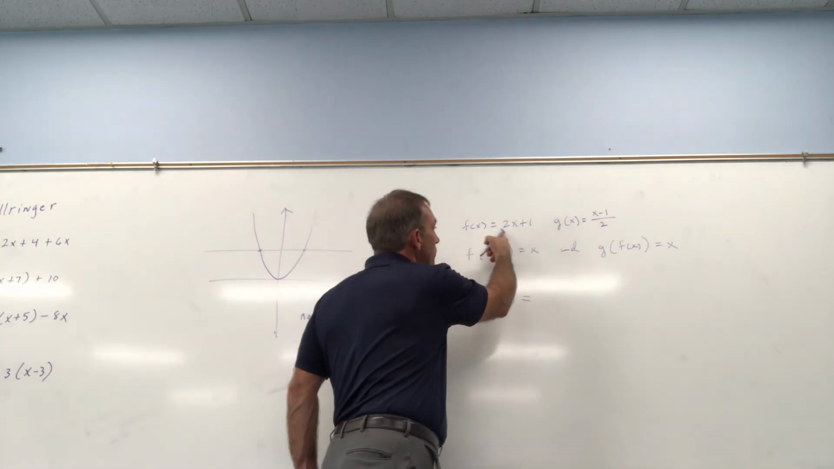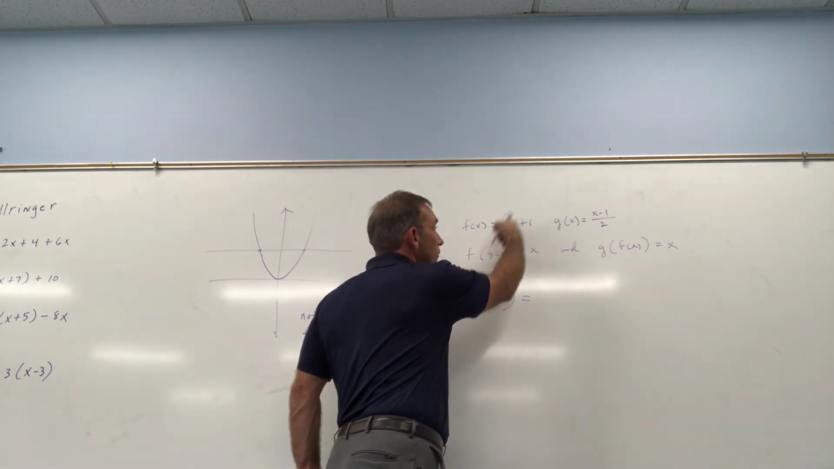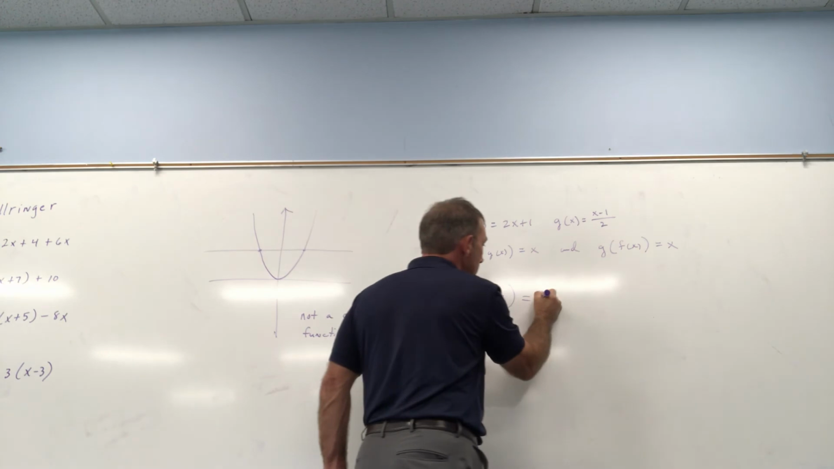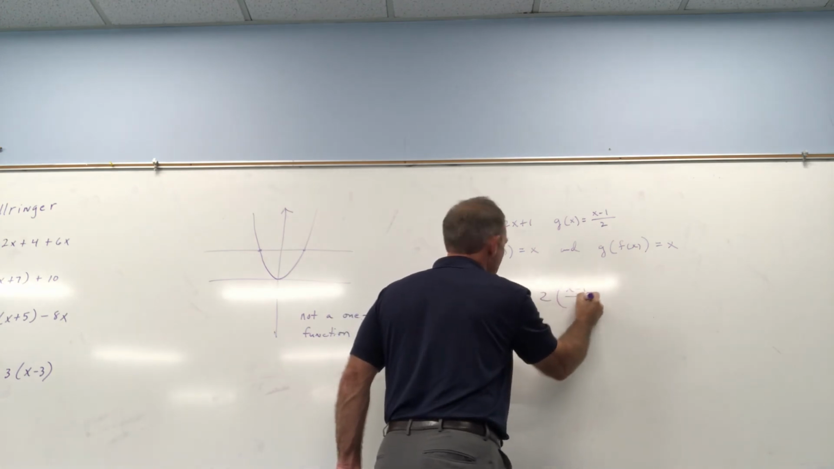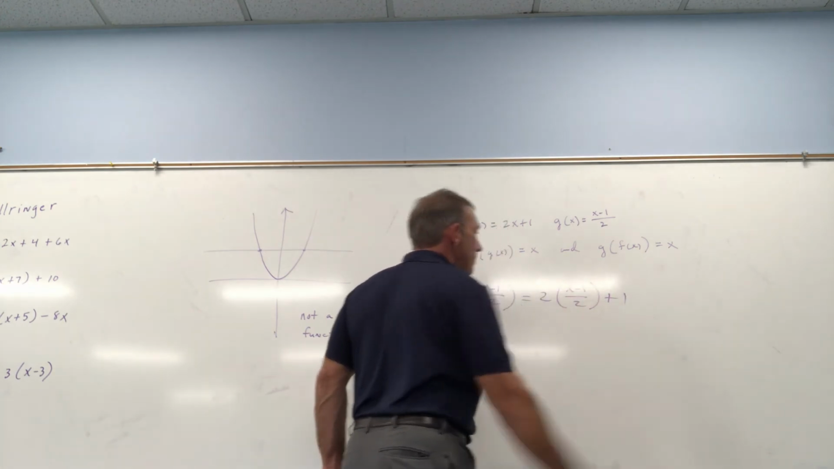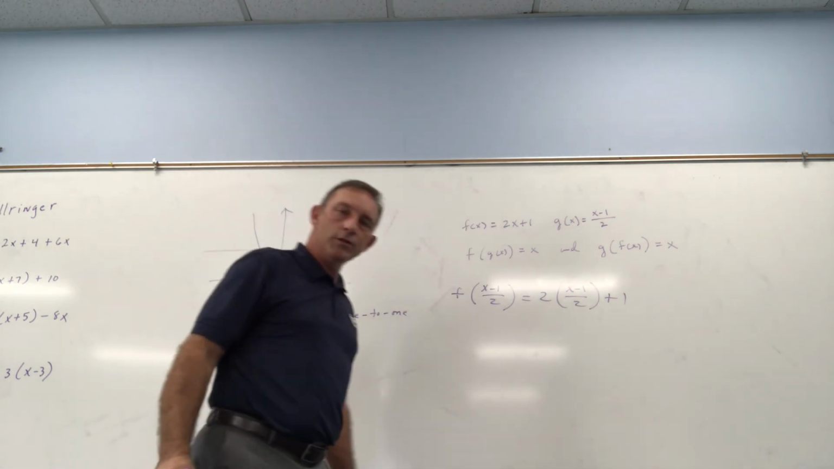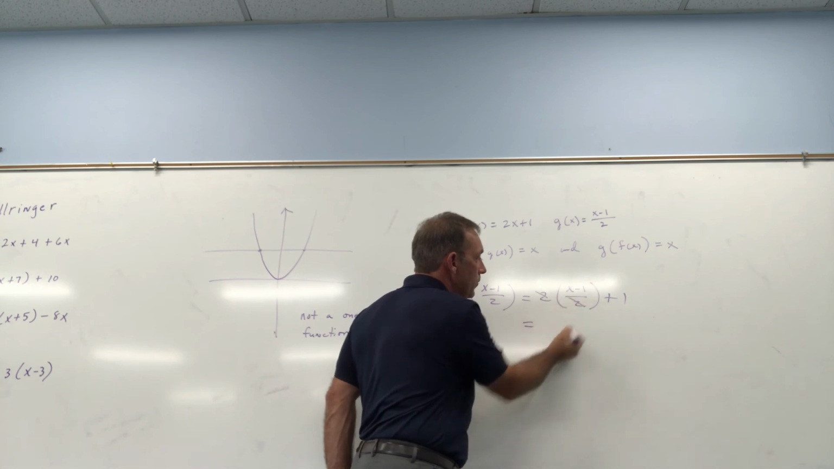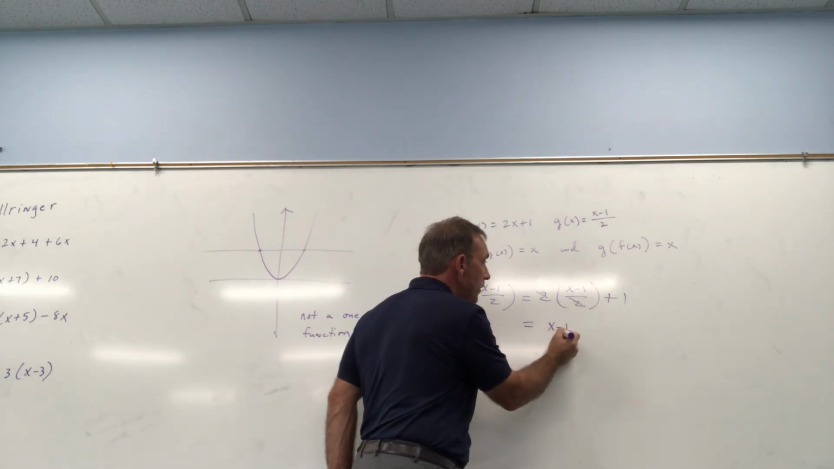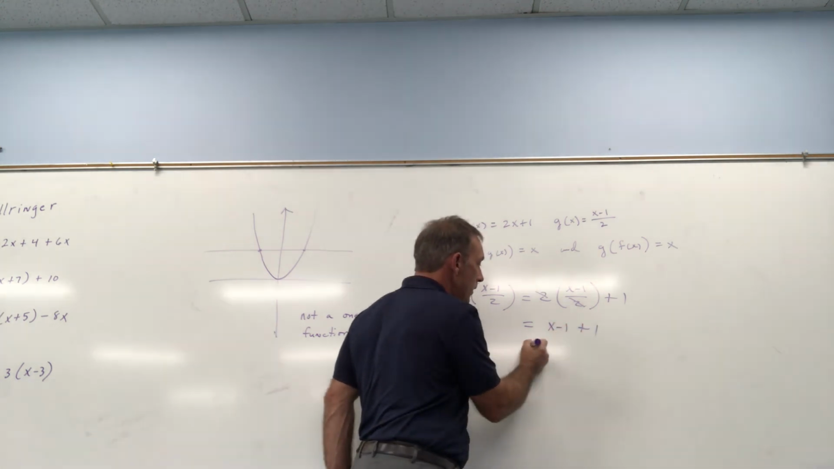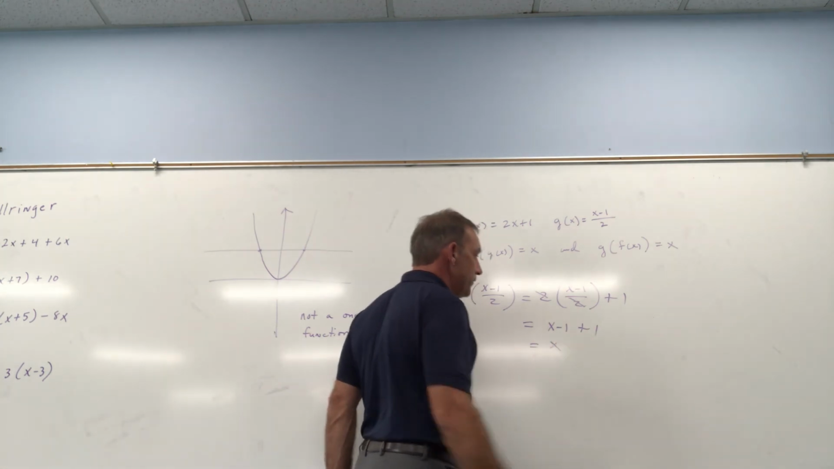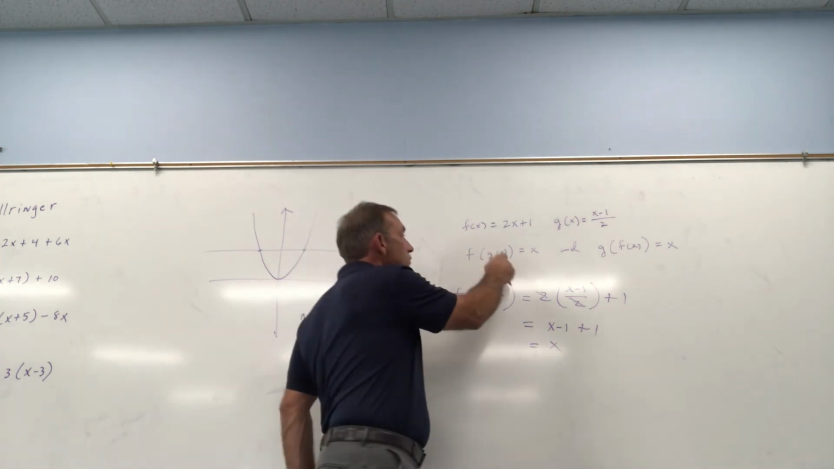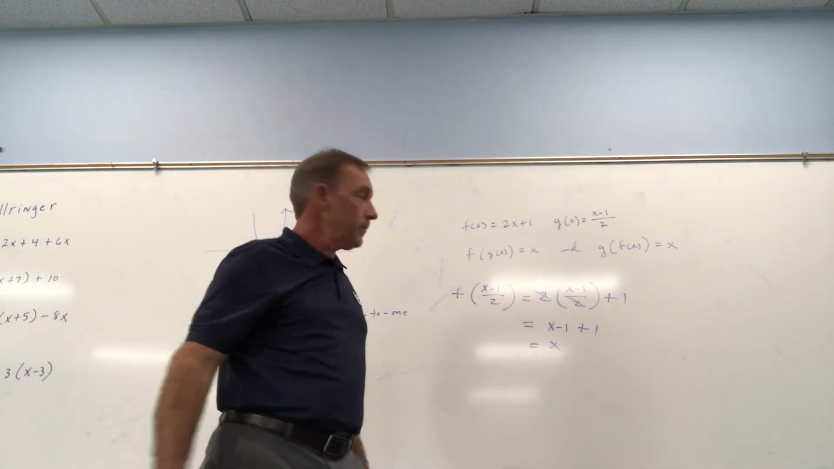Notice this function just takes the input and doubles it and then adds 1. So I'm going to take and double this and then add 1. And now we just need to work this out. So first thing I notice is these 2's cancel. When you multiply, one's in the numerator, one's in the denominator. So you just get x minus 1 plus 1. And of course, that just simplifies to x. So we've shown that f of g of x does work out to be x.